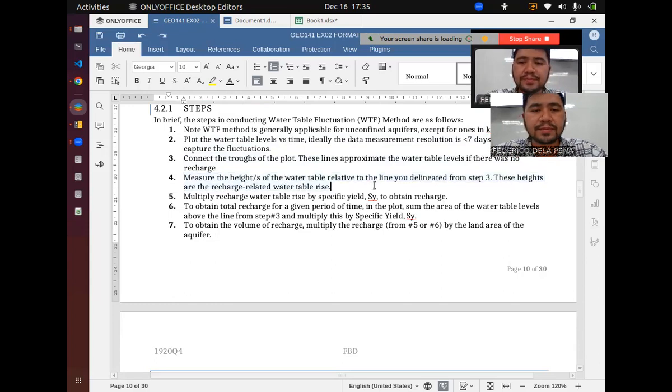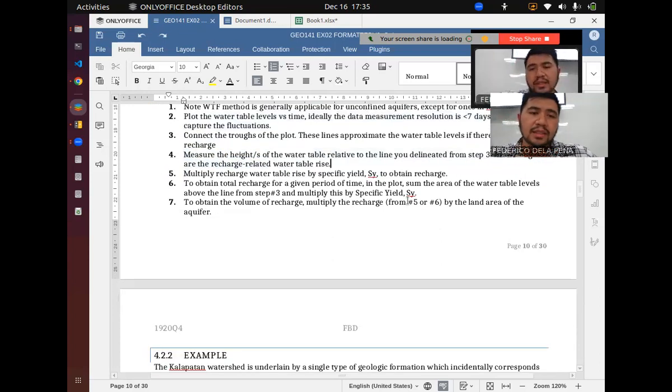Okay? Then from there you can measure the recharge, no? By measuring the heights of the water table rise relative to that baseline. Okay. And then you multiply the water table rise by the specific yield to obtain the recharge. Then to obtain the recharge for a period of time, sum the water table rises and then multiply it by the specific yield.